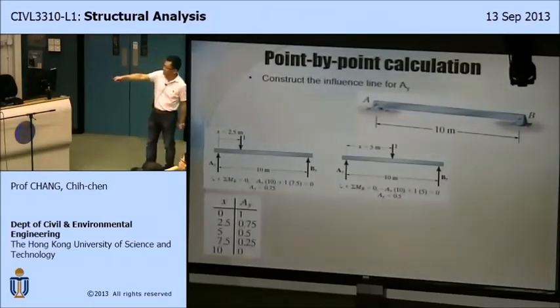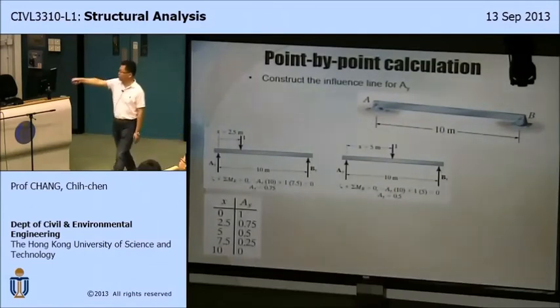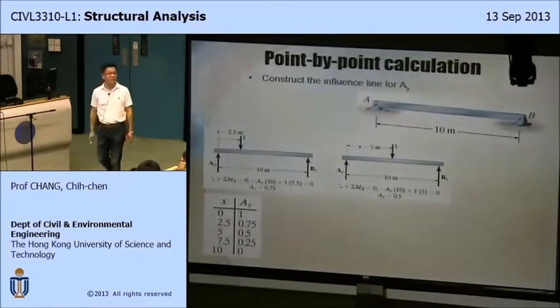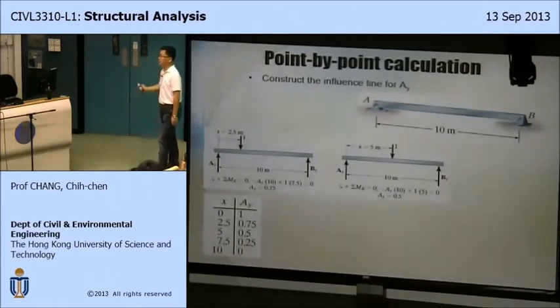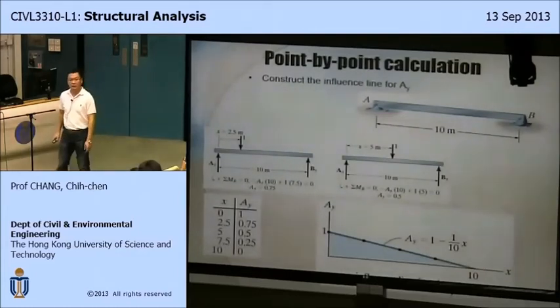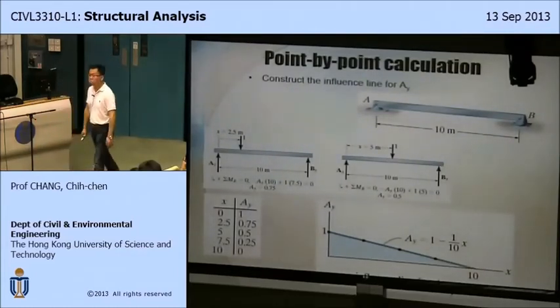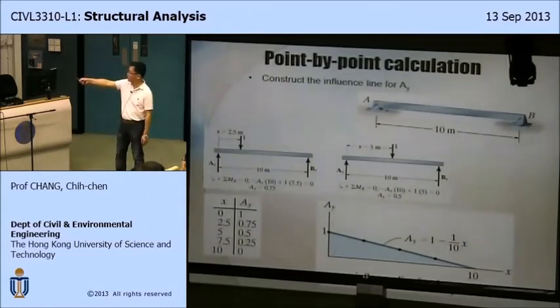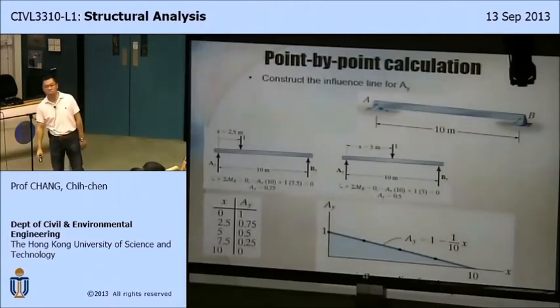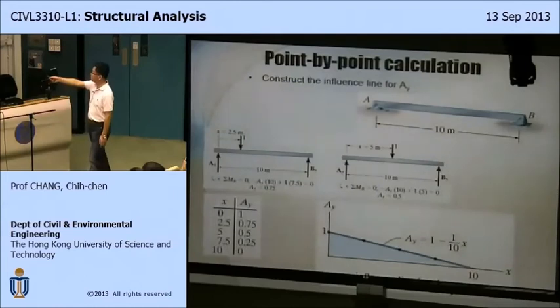OK, so I tabulate them. When the location of the force is at x equal to 0, Ay is equal to 1. When x is equal to 2.5, then Ay is equal to 0.75. So you have a bunch of values obtained from equilibrium calculations. And then next, you just plot them out. So it's a very straightforward, definition-based approach to construct the influence line. Each one of these points represents one equilibrium calculation. So no problem, right? No problem.